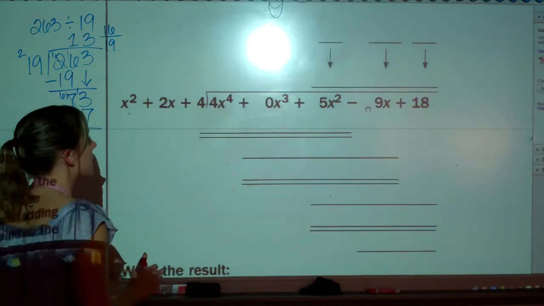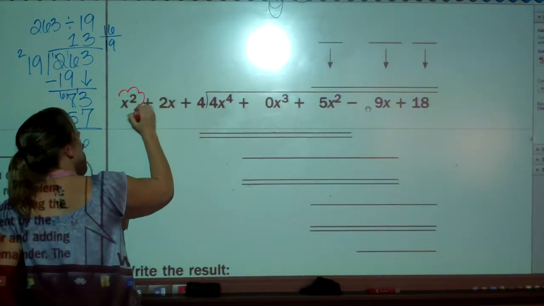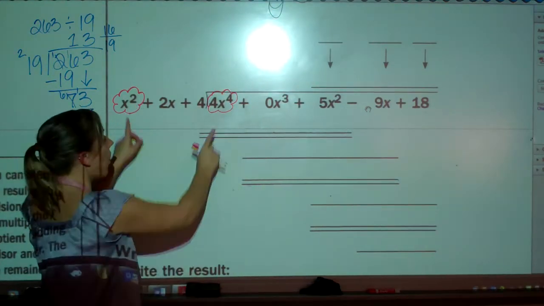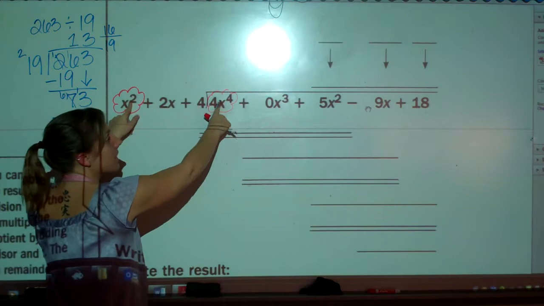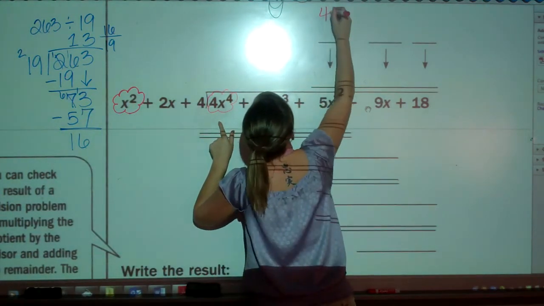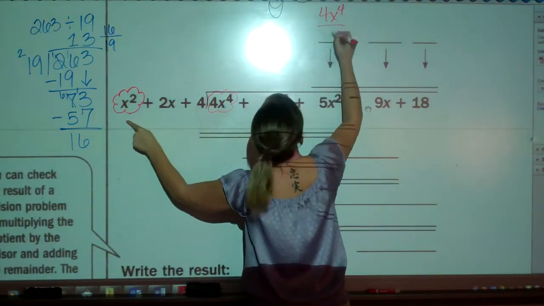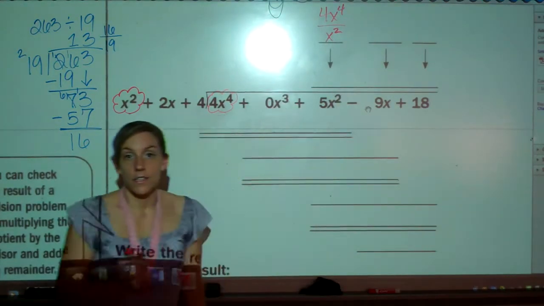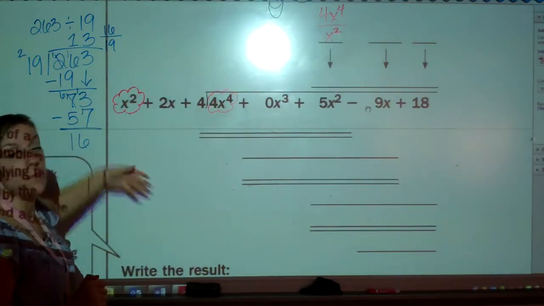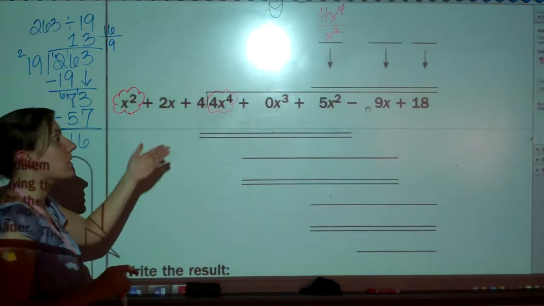All right, so the way we set it up is we always divide the first term by the first term. We're always going to divide the first terms in order to figure out what is going to go here. So I'm going to divide 4x to the fourth by x squared. And that's going to set me up with this process of getting my term and then multiplying it in. Getting my term and multiplying it in.